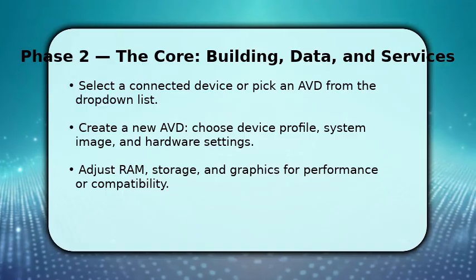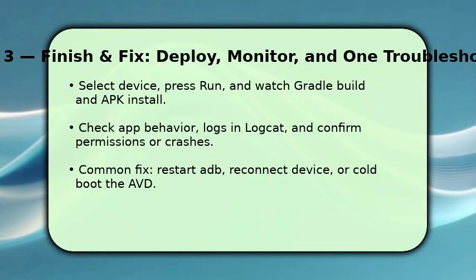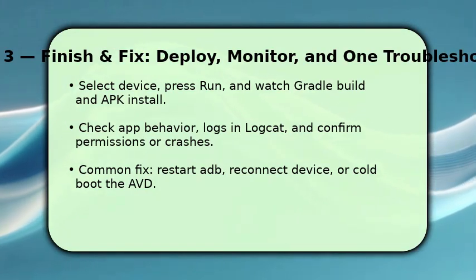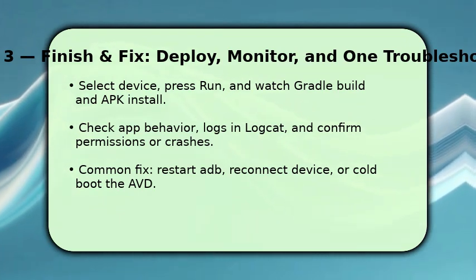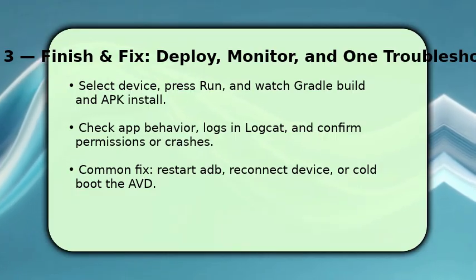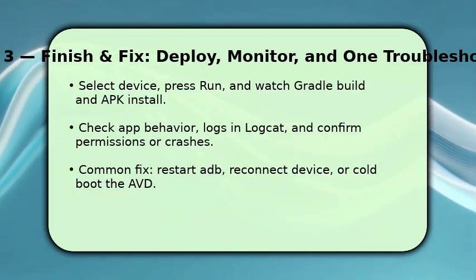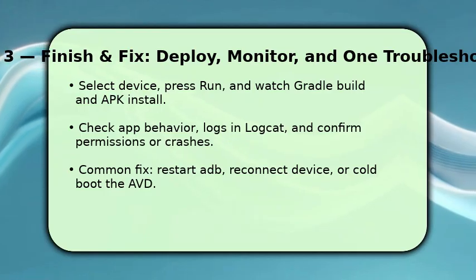Finally, select your chosen device and press Run to build and deploy the APK. You'll see Gradle tasks, then installation progress. Monitor Logcat for runtime messages and permission prompts. If the app doesn't appear, ensure the device is unlocked and the correct user is selected.